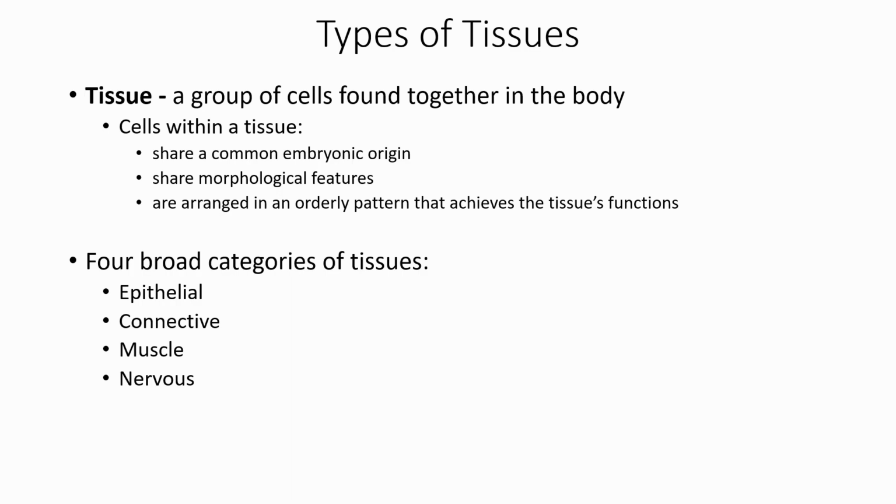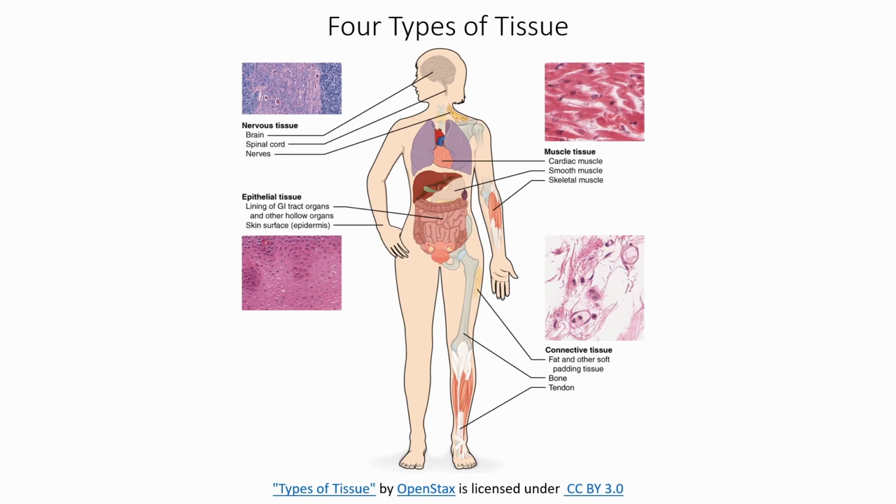And we have 4 big categories of tissues, and we'll break each of these categories down into smaller pieces, but let's talk about the 4 major categories first, which would be epithelial, connective, muscle, and nervous tissue. And we're going to talk about these in this order for the rest of the videos in this chapter. So let's take a peek.